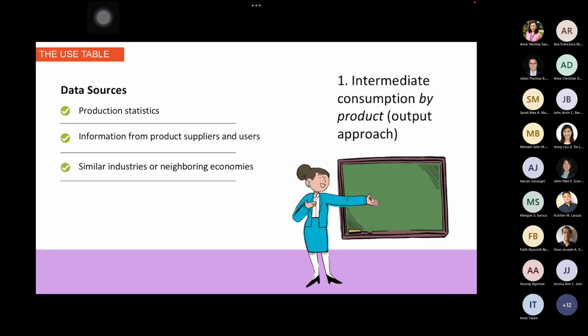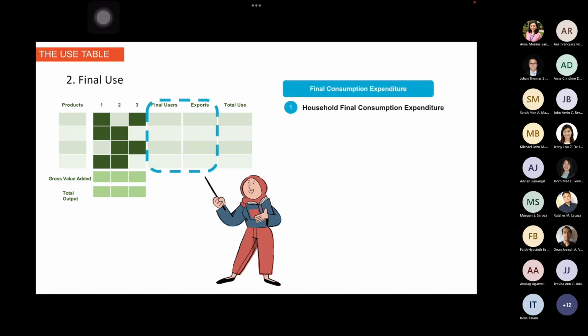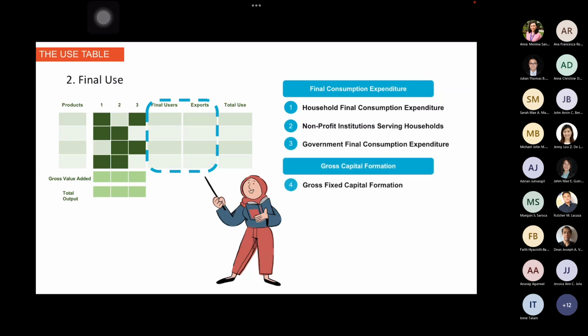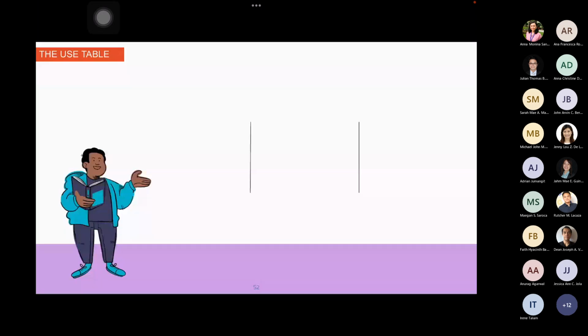Okay. So next, let's discuss the final use part. So we have here the final consumption expenditure, the gross capital formation, and exports, as well as the following components. Okay. So first, let's discuss the household final consumption expenditure or HFCE.